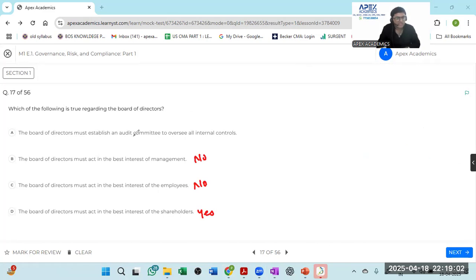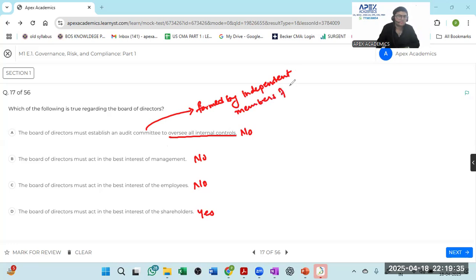Sir, board of directors must establish an audit committee to oversee all internal controls. No. The board of directors don't establish an audit committee to oversee all internal controls. There are fundamentally many other things that the audit committee does. And the board of directors don't essentially establish the audit committee. The audit committee is formed by independent members of the board of directors.